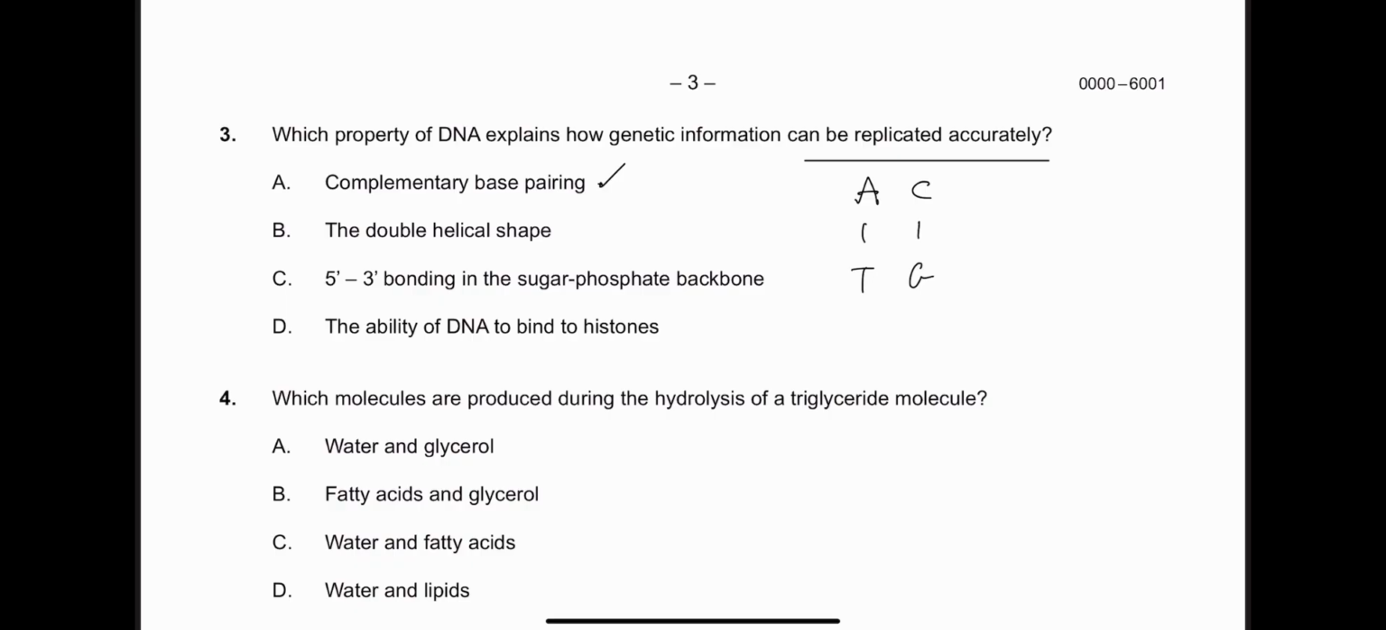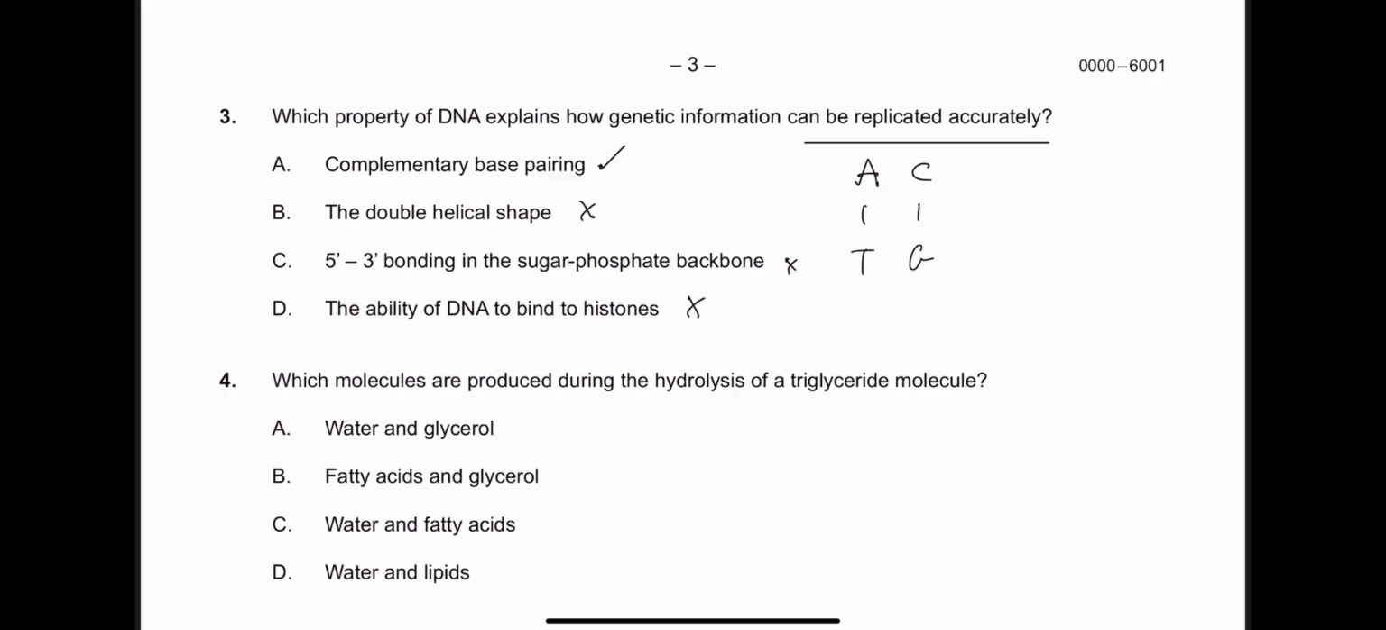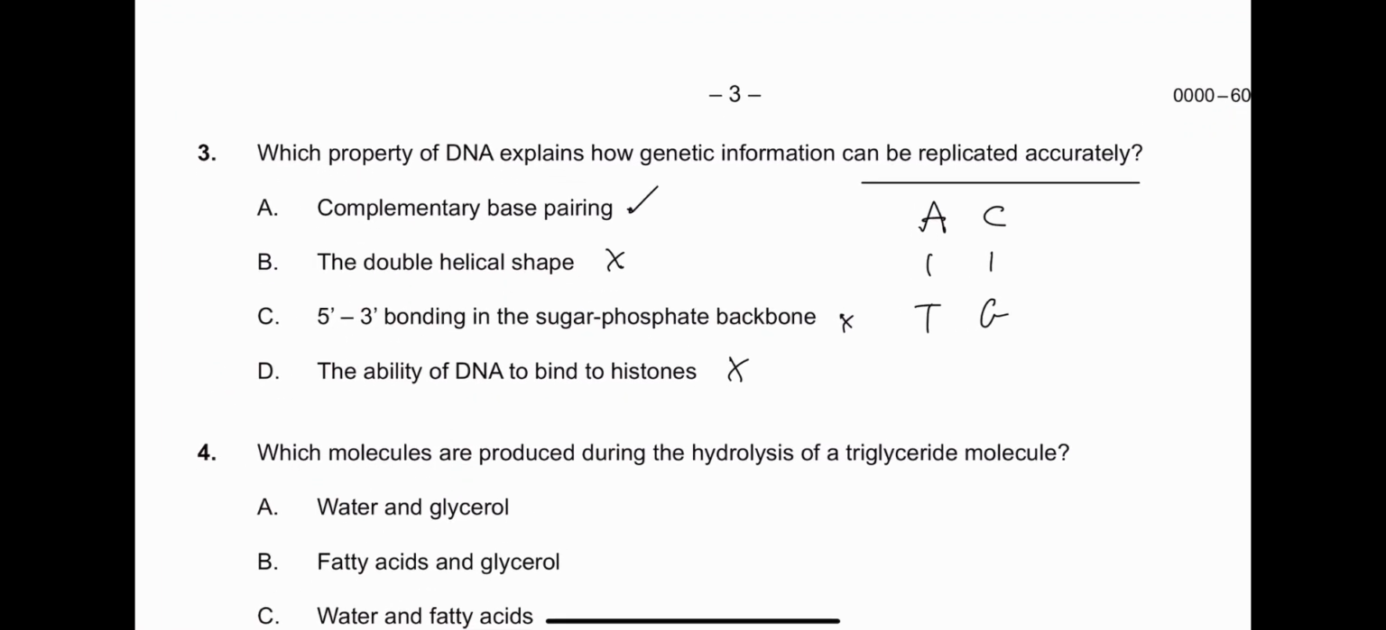Double helical shape, while it is a property of DNA, isn't really relevant in terms of how it's replicated accurately. So 5' to 3' bonding in sugar phosphate backbone, again, it's a property of DNA, but not really relevant in this case. And binding with histones, no, that's more to do with DNA packing and transcription regulation. So I think it's pretty safe to say our answer is A.